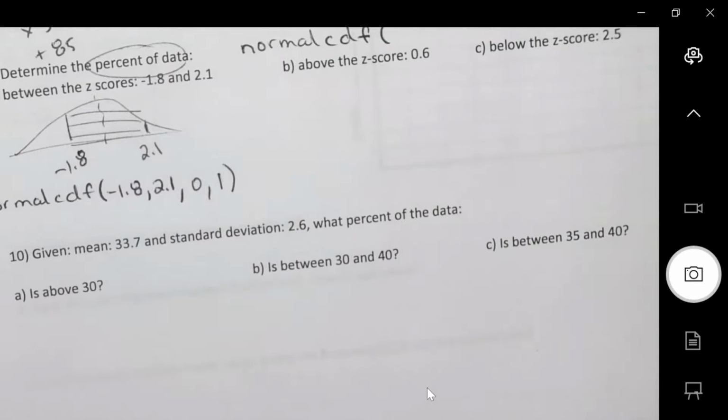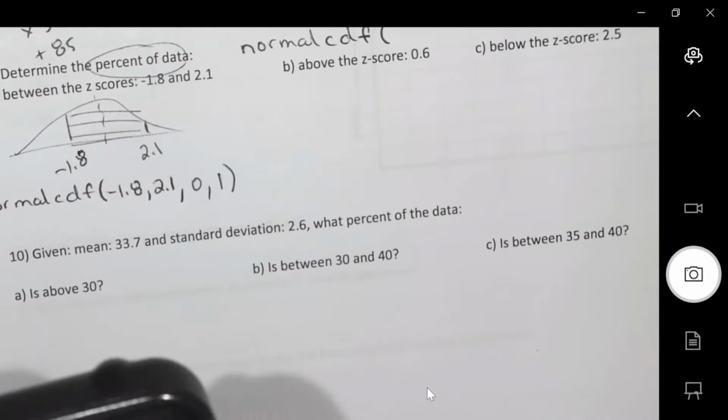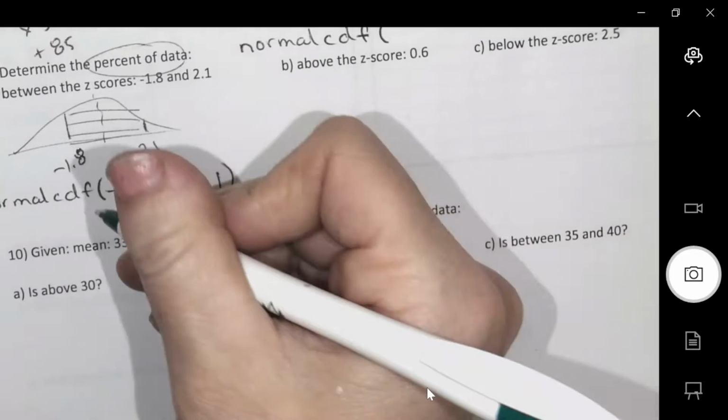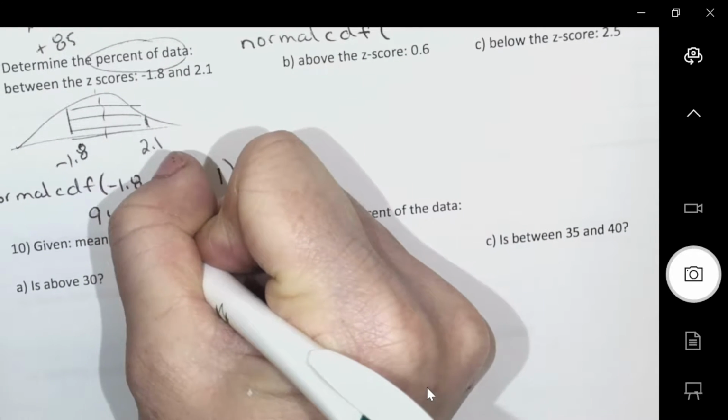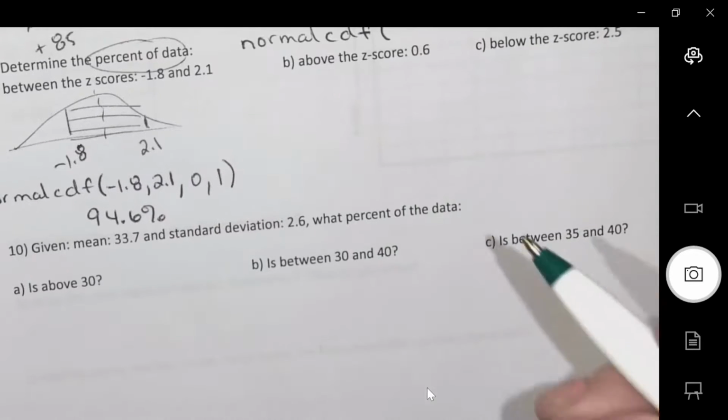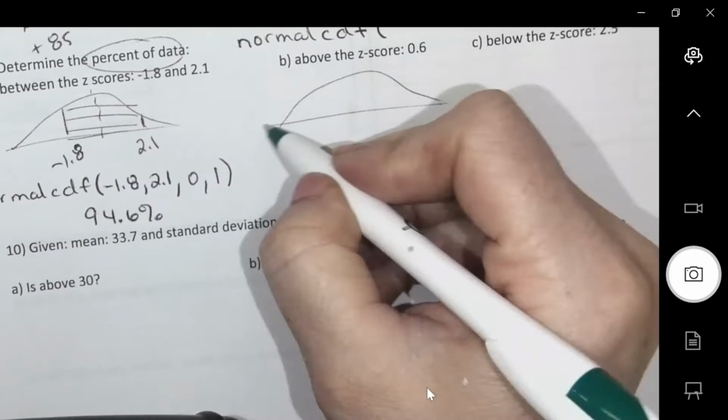Okay, so that should be our typing. I got 94.6% of the data on that. Okay, everyone was okay with the buttons? Okay, next.